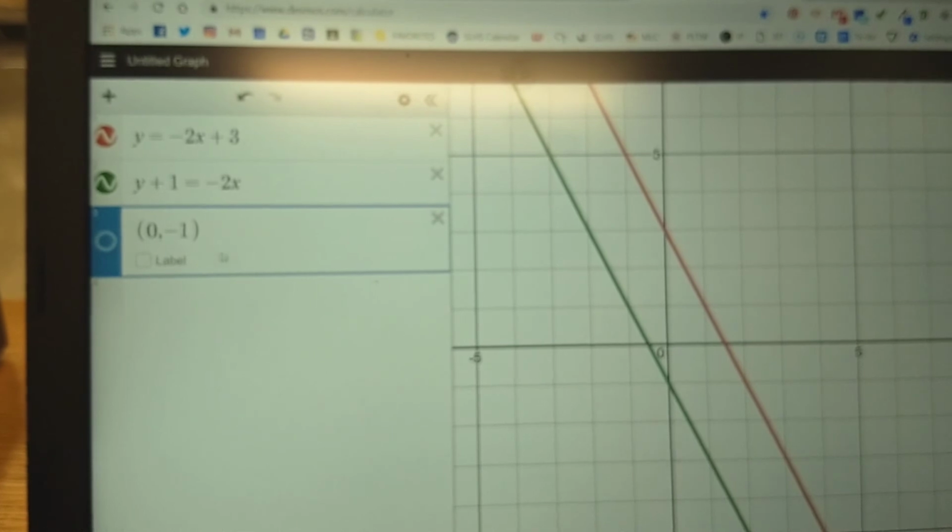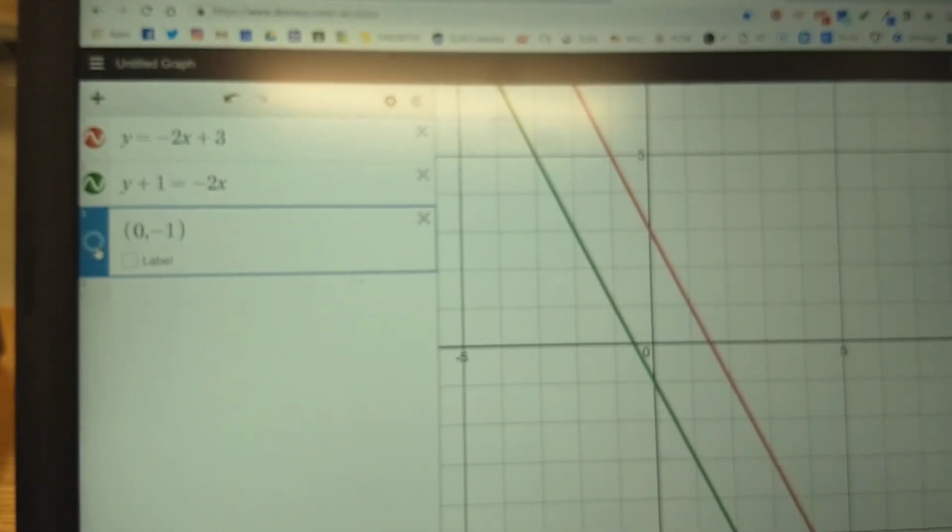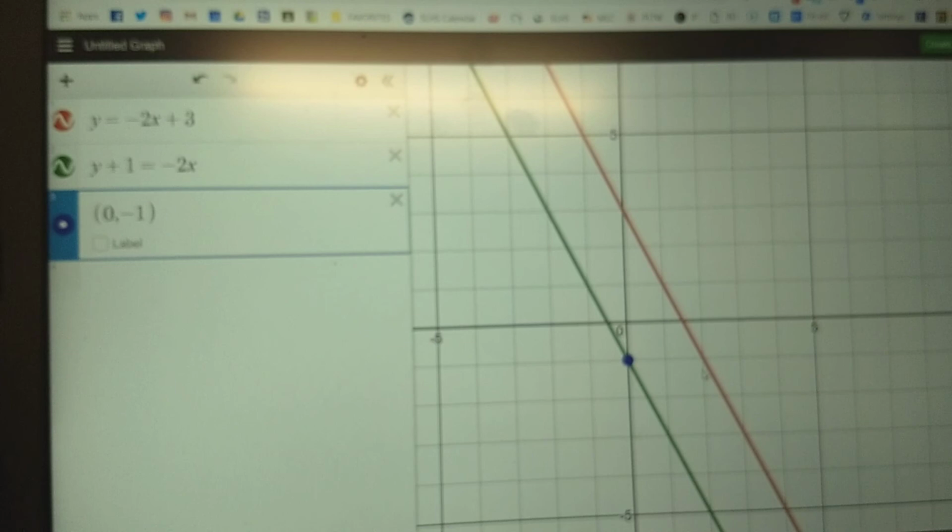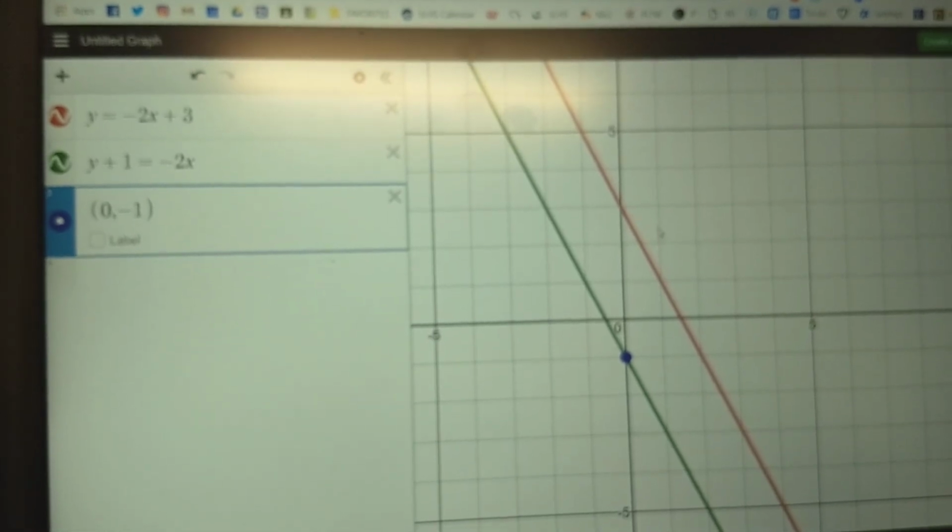That's a good sign. The other thing was that it was supposed to go through point (0, -1). There's (0, -1), and it does. So we can be pretty confident that we've done this correctly.